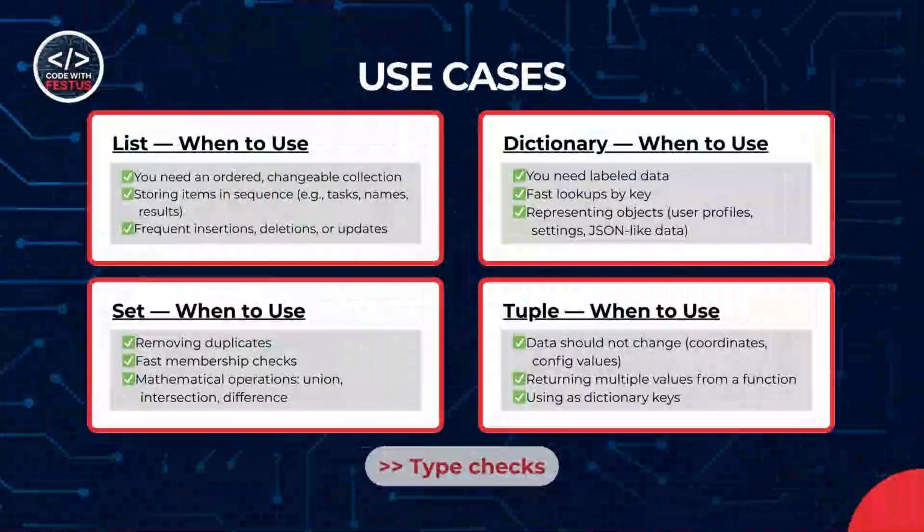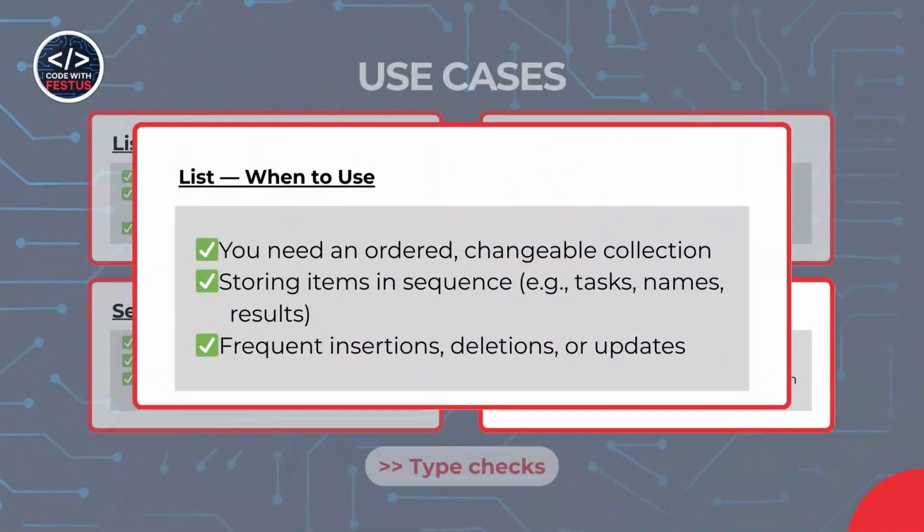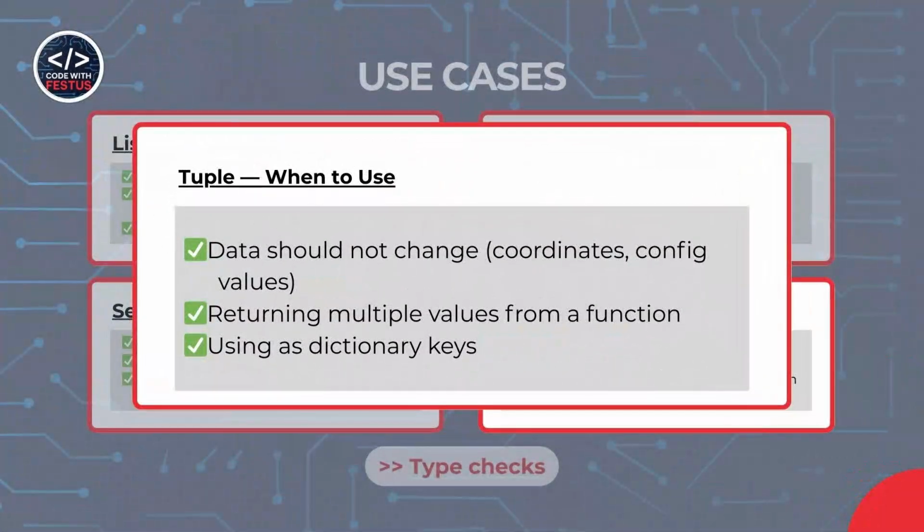Use cases for each collection. You shouldn't feel overwhelmed by these concepts. Just keep these use cases in mind. Lists, and when to use them: you need an ordered, changeable collection, storing items in sequences, for example tags, names, results, frequent insertions, deletions, or updates. Tuple, when to use it: when data should not change, like coordinates, config values, returning multiple values from a function, using as dictionary keys.